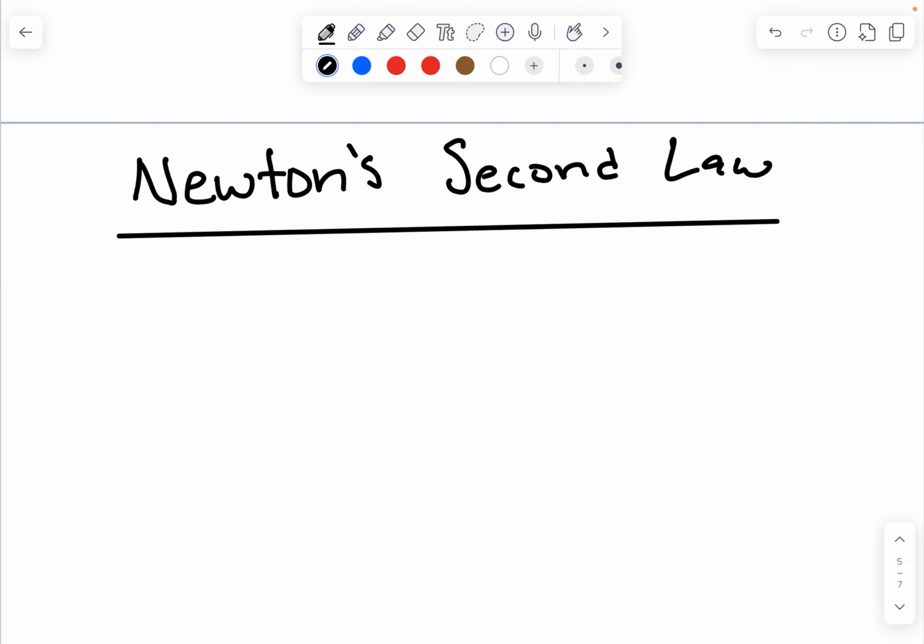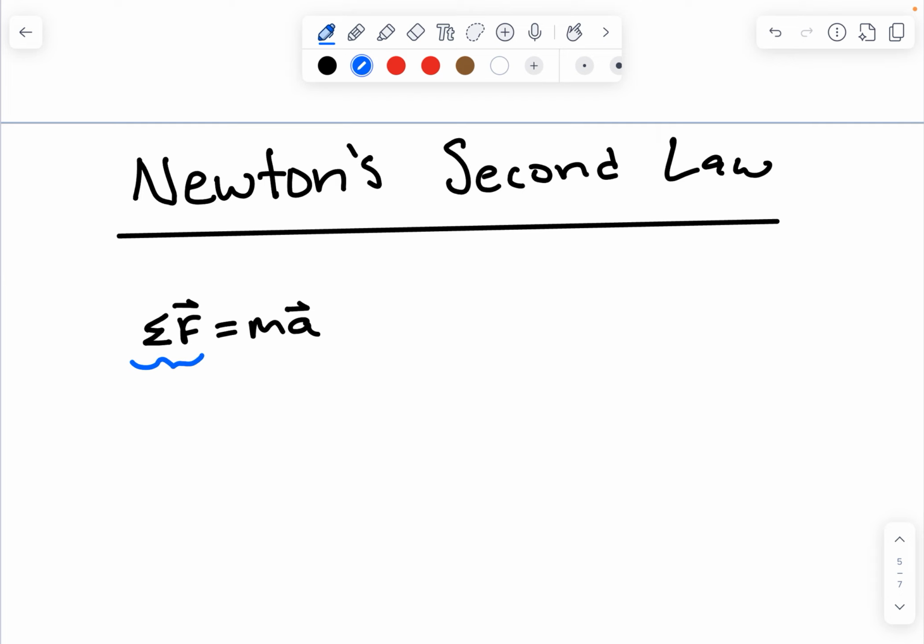So first things first, what is Newton's second law? Newton's second law is the sum of forces, or net force, is equal to mass times acceleration. And you can put these vectors over F and A to demonstrate that force and acceleration both have direction and magnitude. So let's break apart each term.